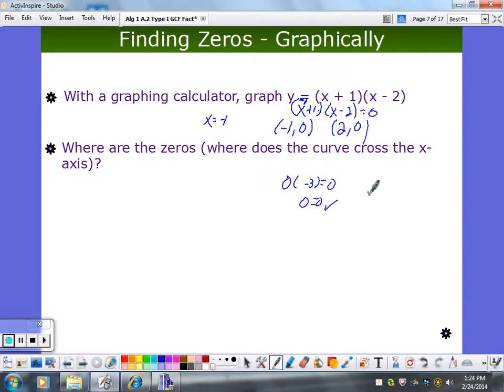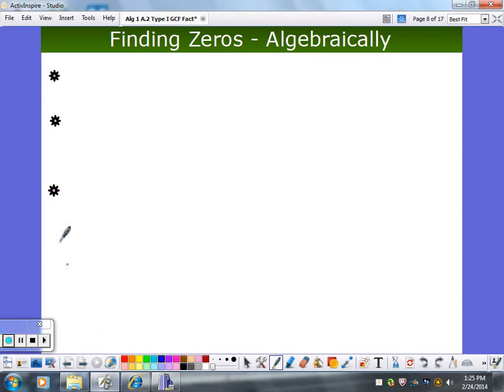How about if I plug a 2 in? 3 times 2 minus 2 is 0. So we actually found solutions to an equation. This is what we call factored form. Because factors are things we multiply. I'm multiplying two polynomials. It's in factored form. When I'm in factored form, all I have to do is set it equal to 0 and solve. So I'm kind of homing in on a way to deal with these.